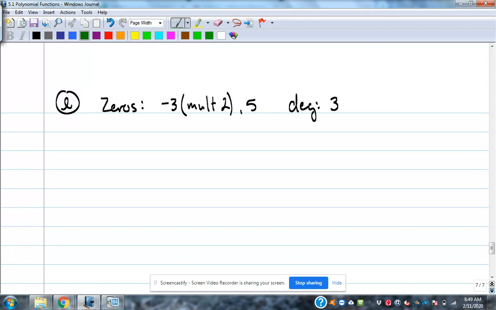It's doing a little harder. -3 with multiplicity of 2, that's what that means there. -3 has a multiplicity of 2 and 5, and the polynomial has degree 3. So what does our factored form look like? X plus 3 squared. Good job.